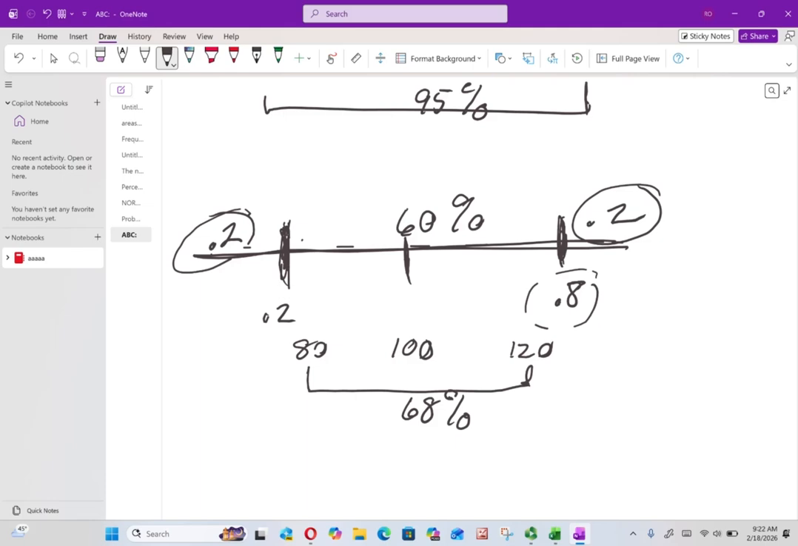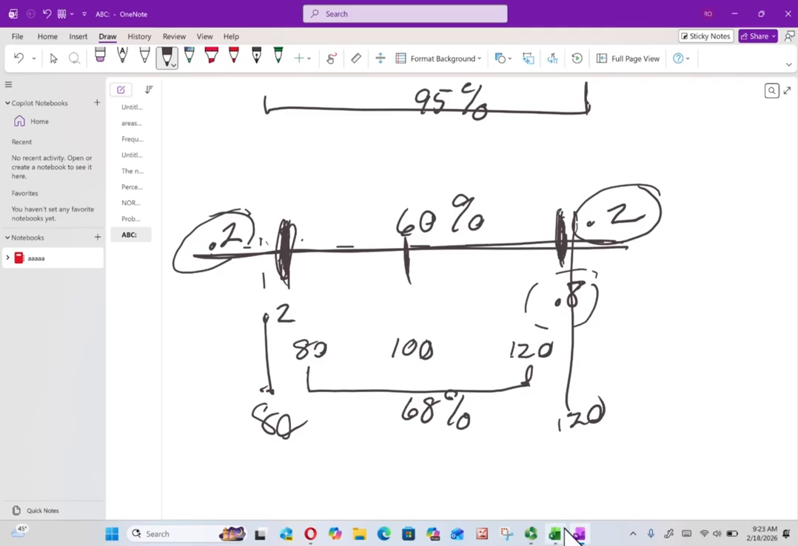Drawn to scale, it looks better like this. 80, 120, so this number has to be a little bit bigger than 80, and this one has to be a little bit smaller than 120. And always go back to the empirical rule and cut off the chunks that you know about, 95%, 68%, and compare it to what you're looking for. So you can estimate these things pretty easily.